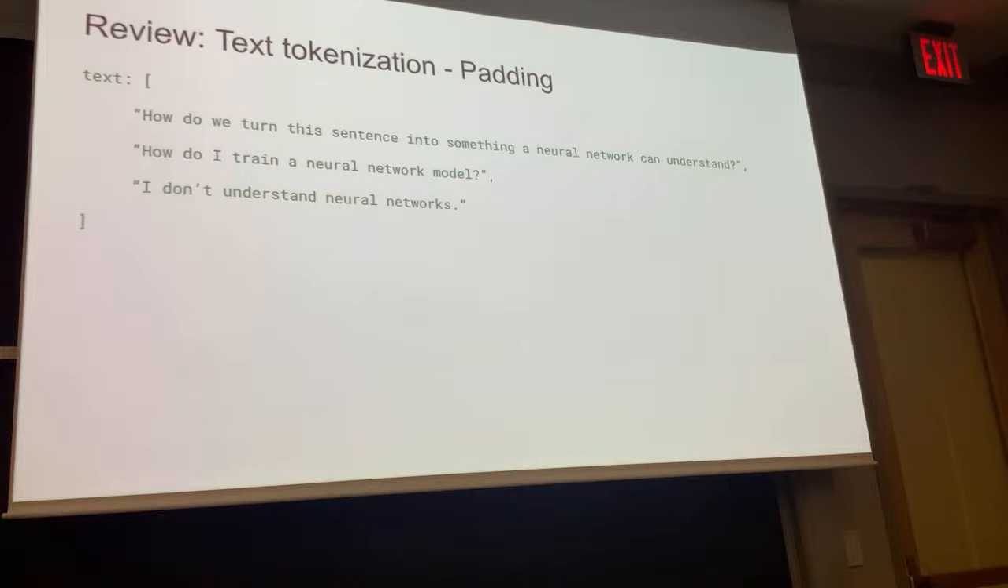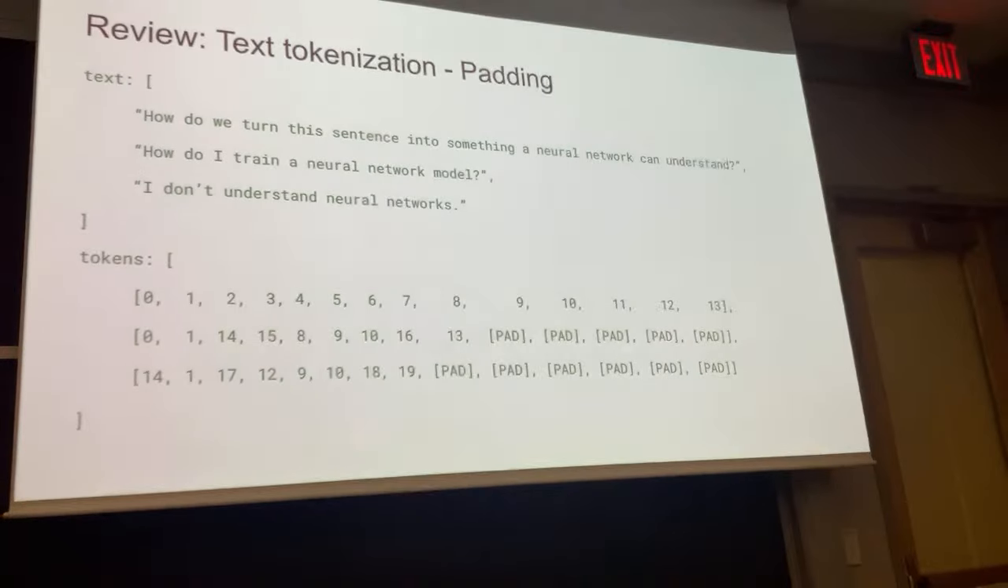So this is where padding comes in, because our model doesn't like it when our matrices are weirdly shaped. What happens, and this again is an oversimplification, is you take your sentences, and wherever you have uneven sentence lengths, you just fill it with padding.